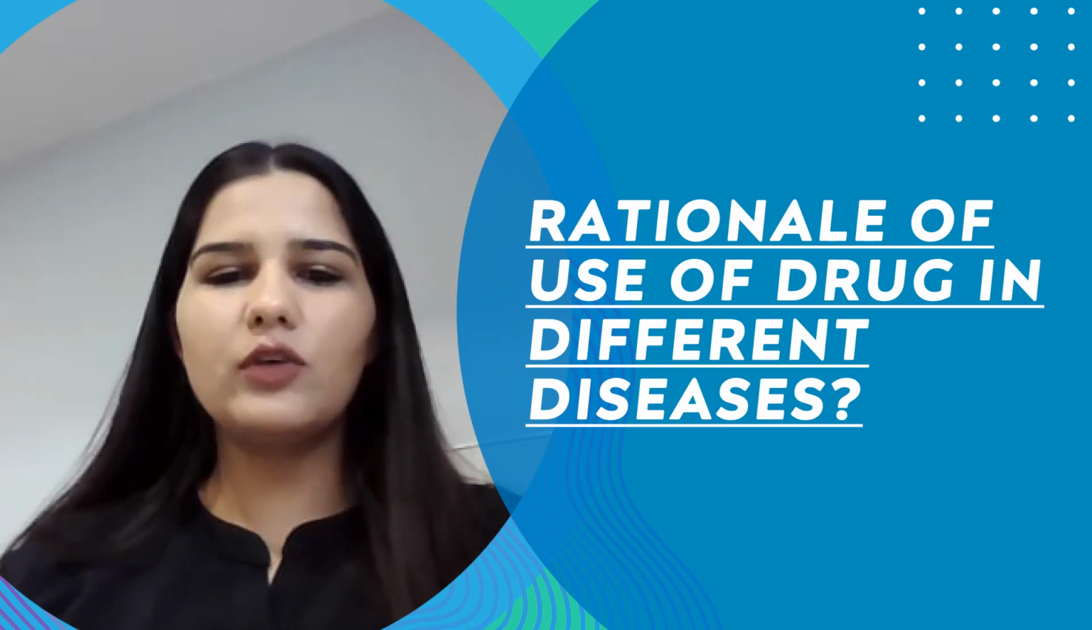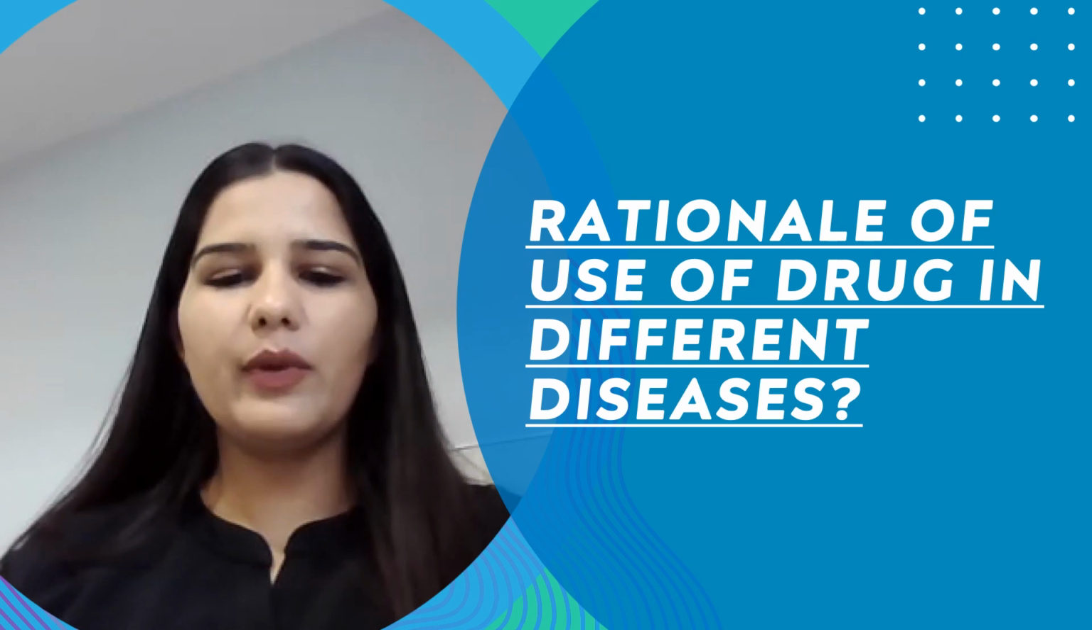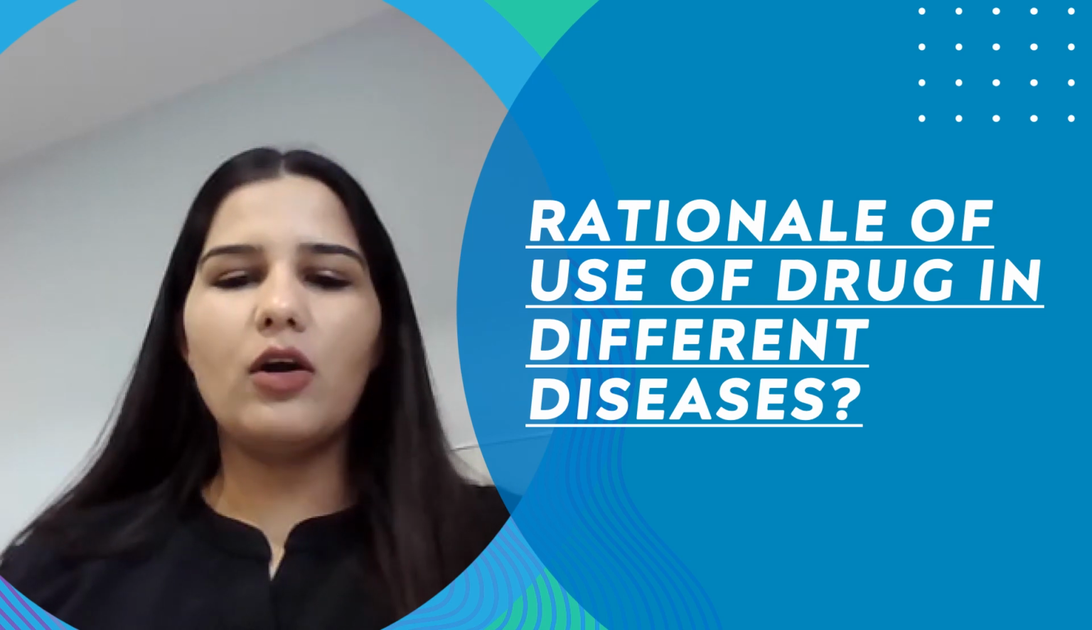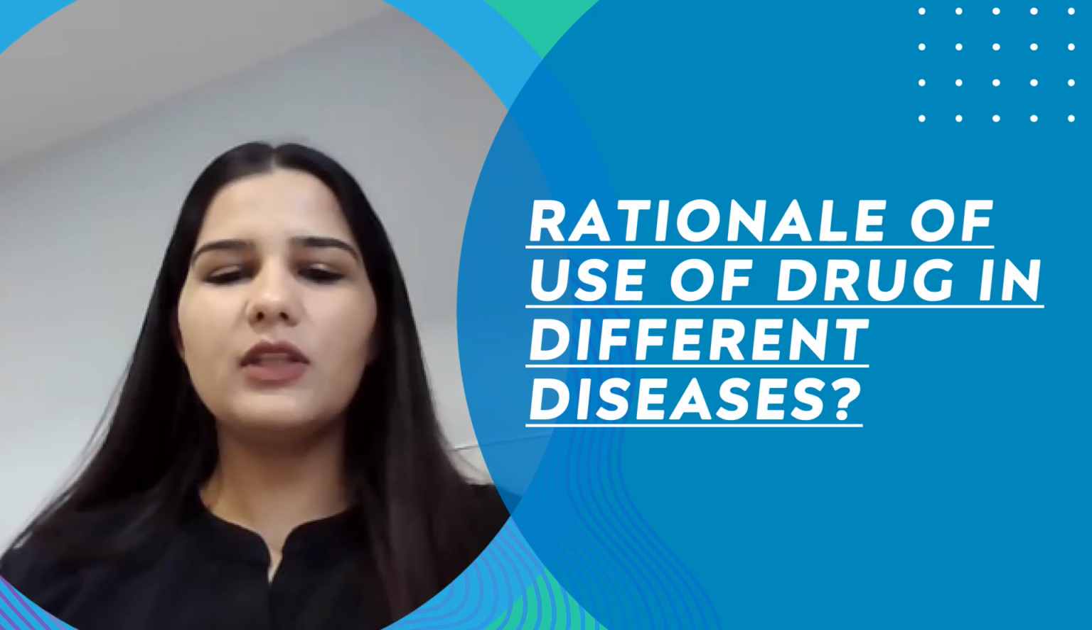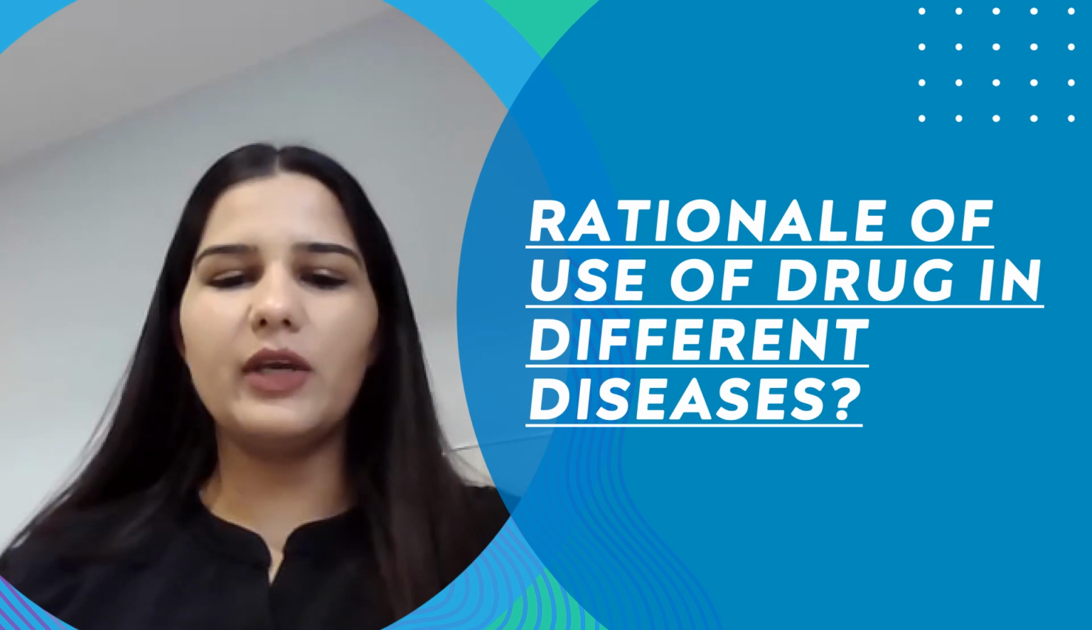The second disease I would discuss is irritable bowel syndrome or IBS. The rationale for use of anticholinergics is that these help in reducing the abdominal pain and cramps, along with reducing the gastrointestinal spasm associated with irritable bowel syndrome, and the drug used is dicyclomine.